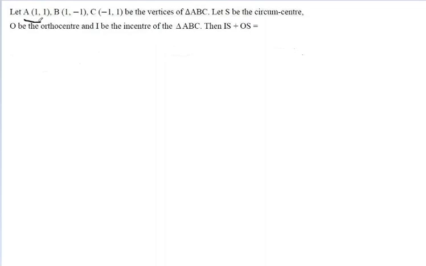Let A (1, 1), B (1, minus 1) and C (minus 1, 1) be the vertices of triangle ABC. Let S be the circumcenter, O be the orthocenter and I be the incenter of triangle ABC. Then find IS plus OS. Here S is the circumcenter, O is the orthocenter and I is the incenter. Then we find the value of IS plus OS.